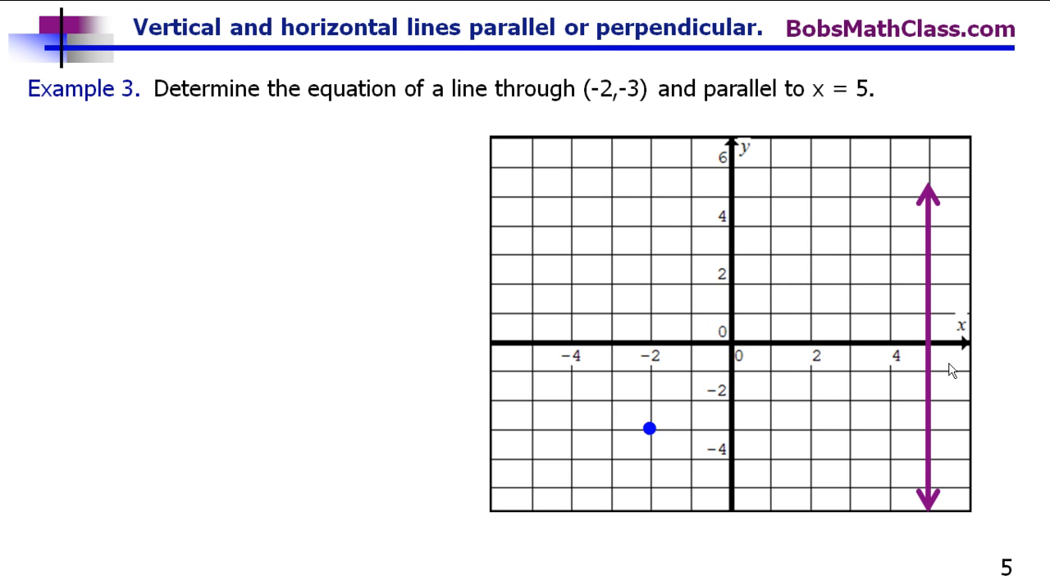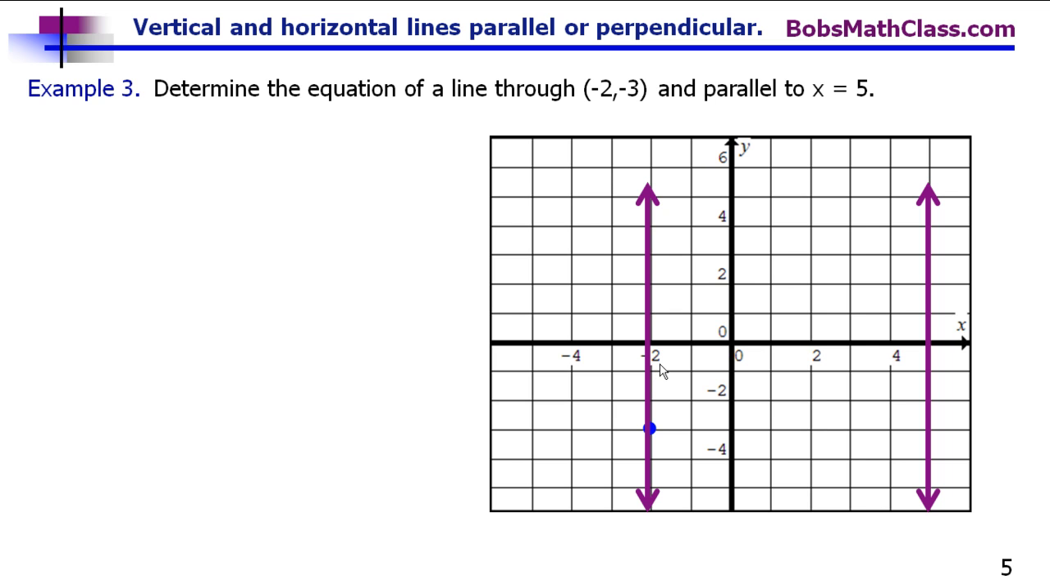Okay, so if it's parallel to that line, what does our line have to look like? If it's parallel, it means it has to have the same slope. What kind of line is parallel to a vertical line? Another vertical line. So the line that we desire is a vertical line that goes through this point. So we need the equation of this line.